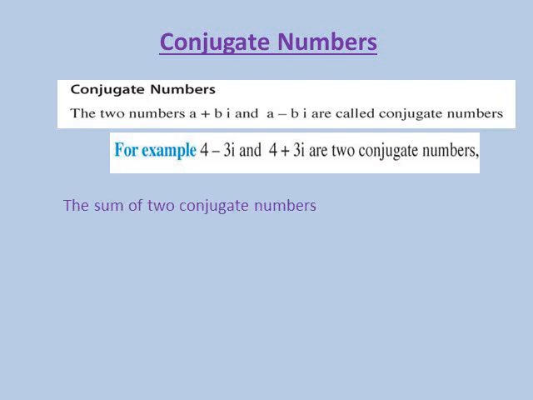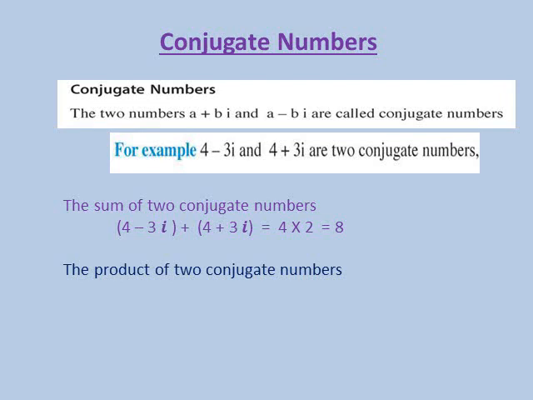What about the sum of two conjugate numbers? If I make a summation for a number and its conjugate, the imaginary part will be deleted because negative 3i plus 3i will give 0, and the real part will be multiplied by 2 to give 4 + 4. So the answer will be 8. So the sum of two conjugate numbers will give us a real number, which is twice the real part.